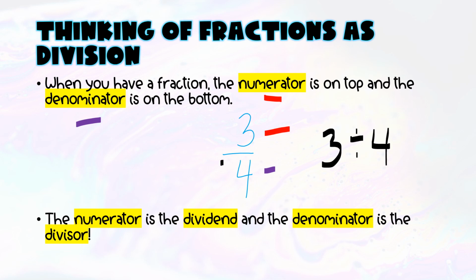That fraction symbol that we see right here acts as our division symbol. So 3 divided by 4. The dividend is the numerator and the divisor is the denominator.